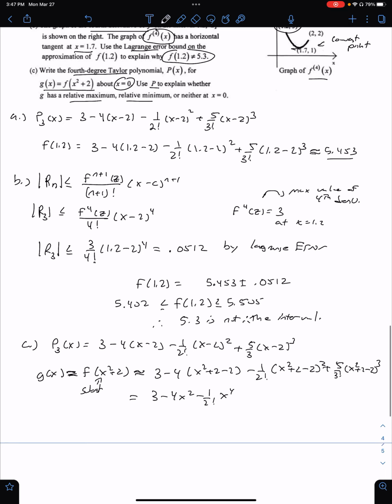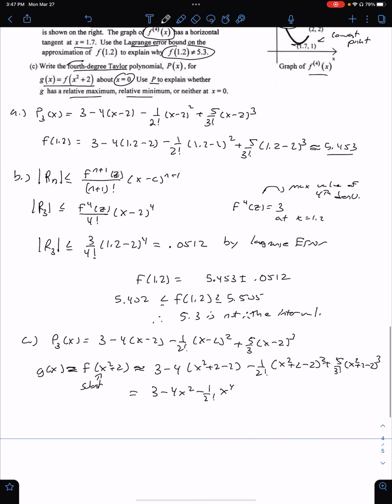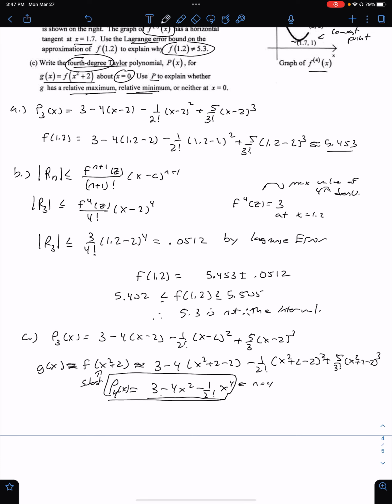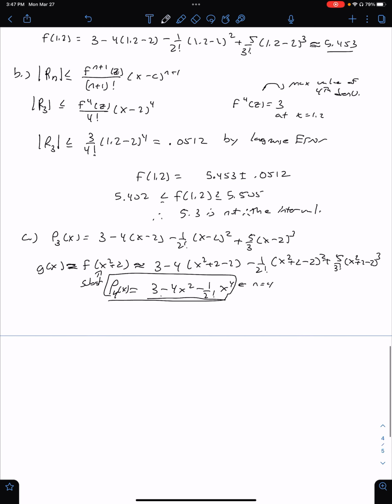And let's take a look here. What did we want to find? We want to find a fourth degree Taylor polynomial, so we're done. That's my fourth degree, and it's 4. So we're done. Right there, there's our answer. So we can say that our fourth degree Taylor is going to be this. Right there. We're not done. We want to find out if this has a relative maximum or a minimum. So we'll take a look here.